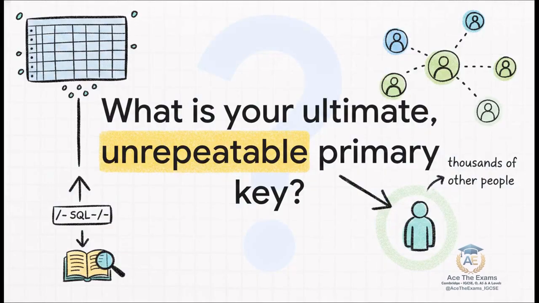We've covered a massive amount of ground today, from the basic grid of rows and columns, all the way to querying data with SQL and absolutely crushing those examiner expectations. I want to leave you with this final thought. If you were designing a single table database of your own life, interacting with thousands of other people, what single field would you use as your ultimate, unrepeatable primary key? Let us know in the comments.